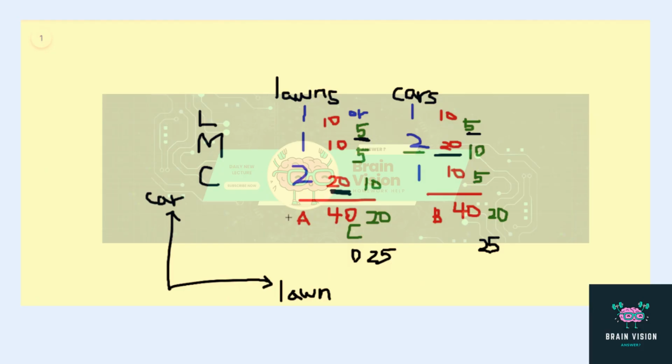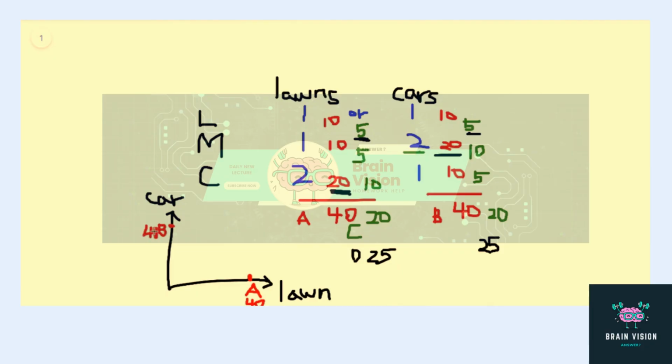So we know that in situation A, 40 lawns will be mowed and 0 cars will be washed. So it's like 40 and 0. So 40 for the lawn. So this point is situation A. I will say that the number here is 40. And for situation B, 40 cars will be washed and 0 lawns will be mowed. So point B is right here, and it is also 40.